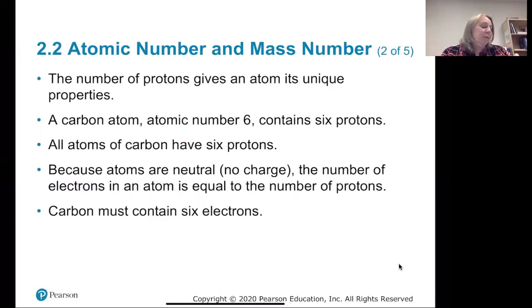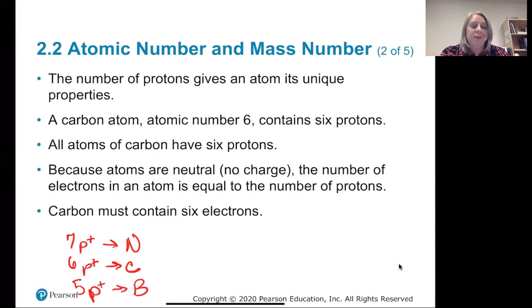Let's say we went up. If we had 7 protons, now we're not carbon anymore. That's nitrogen. What if we went down? If we have 6 protons, we're carbon. If we have 5 protons, then we're boron. So changing the number of protons turns you into a different element.